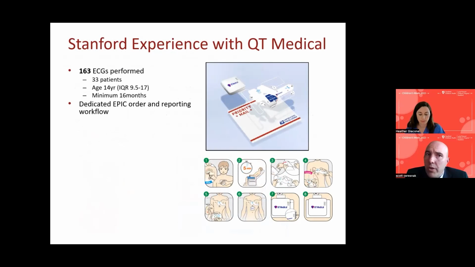We started using this during the pandemic, and we've done about 163 EKGs in 33 patients at a mean age of 14 years. We put these orders in Epic, and the device gets mailed to the family. From an equity standpoint, if you don't have a phone, the company was excellent about sending a phone to the family as well, to make sure that families who weren't able to afford a typical phone were still able to do this.